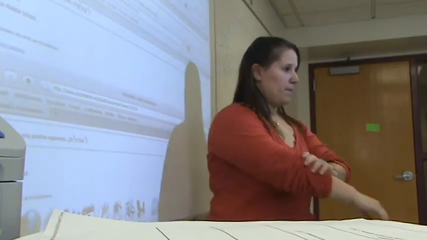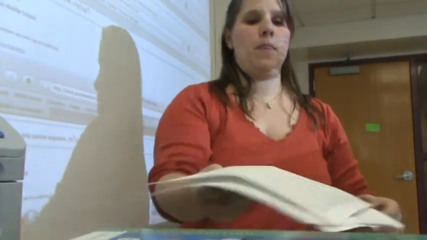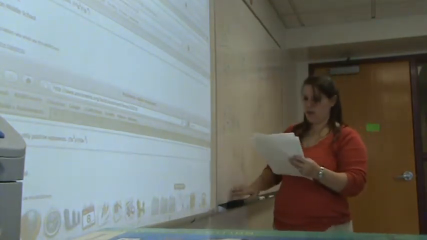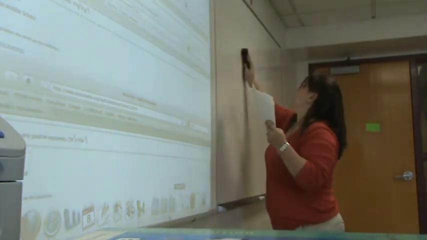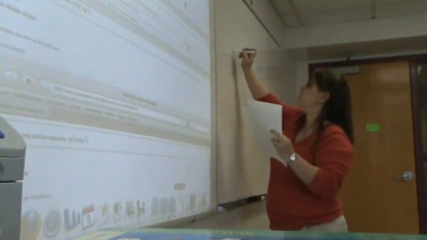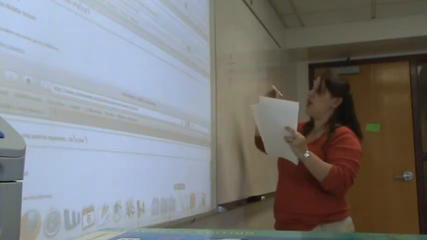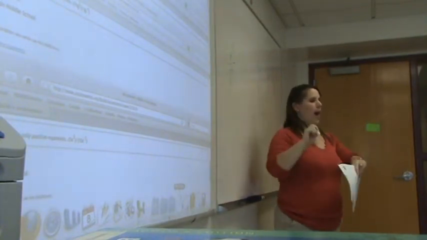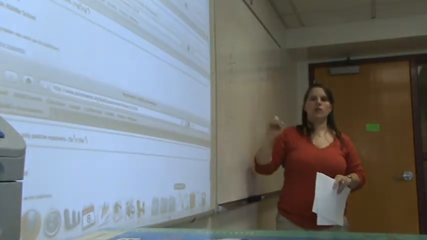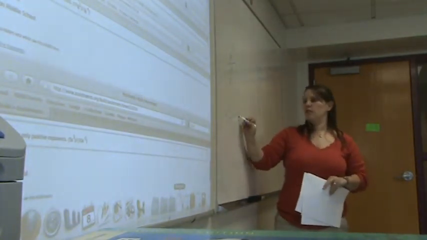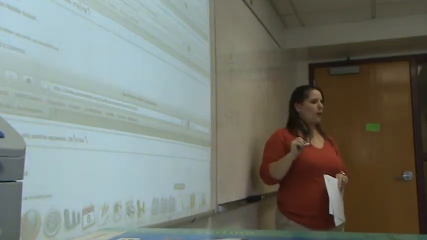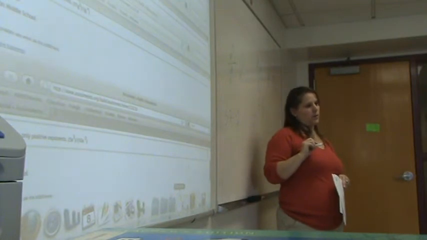I got stuck on number 12. Number 12? Okay. So we have 2 to the 5th divided by 2 to the 7th. What's the rule when we're dividing powers? So 5 minus 7 equals negative 2. So this is 2 to the negative 2nd power. And how do we rewrite that using only positive exponents? 1 over 2 squared.